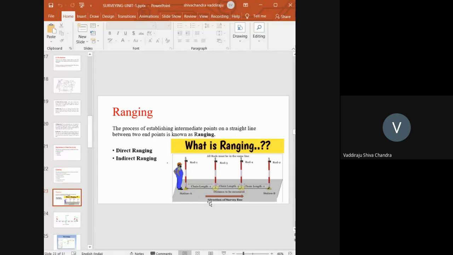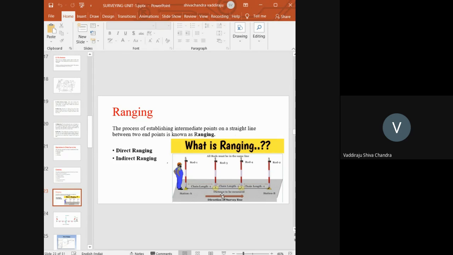For this, there are two types: direct ranging and indirect ranging. One person will stand at A, the station which is already fixed, and another person will stand at station B. Two ranging rods will be kept here: at rod 1, one ranging rod; at rod 2, another ranging rod will be placed. The person standing at station A will move about 1 meter back away from the ranging rod. He will bend down and try to see whether the bottoms of the ranging rods at A and B are in line or not using the naked eye.